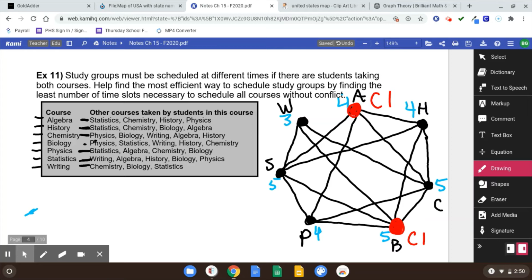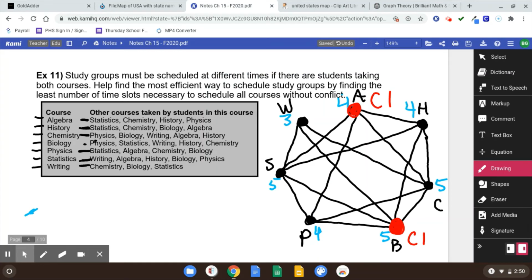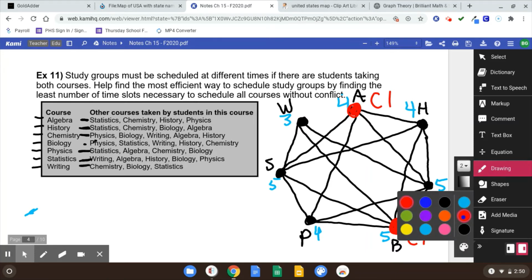I could color, if this was a map, I could color those two things the same color. This is not a map, so we're doing something else. We're talking about time slots. We're talking about scheduling, but it's the same exact concept. All right, so you look around and see if there's anything else that doesn't touch either one of those color 1s. And it looks like everything else either touches one or the other. So what I'm going to have to do is move to a new color.